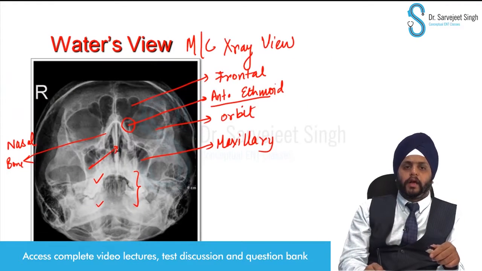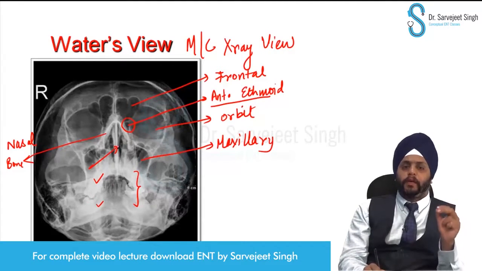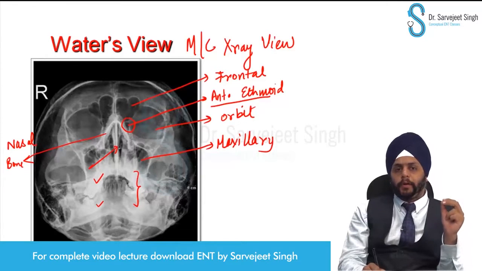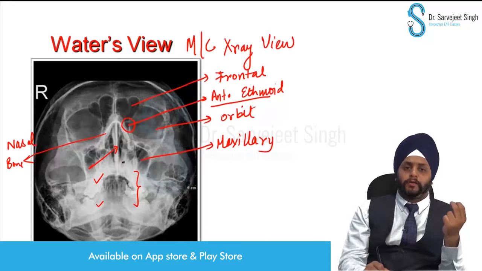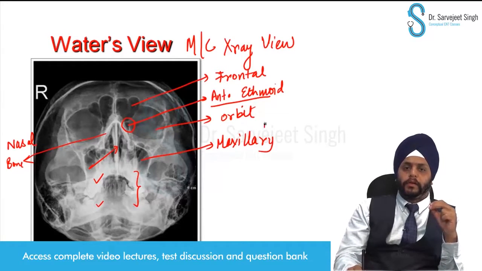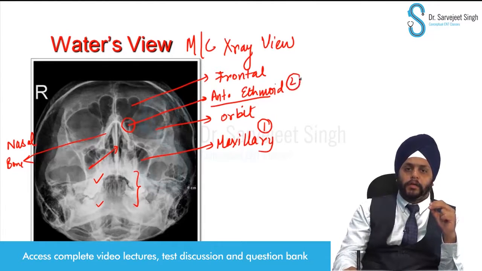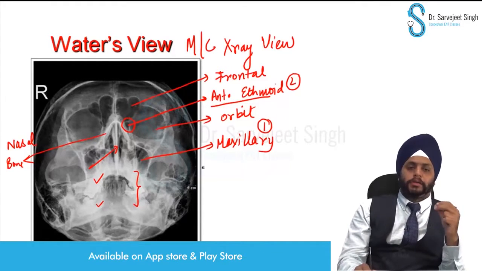Which sinuses are best seen in Waters view? Or I can put up a question. This Waters view is the best view for which sinuses? Answer is number 1, maxillary. Number 2, anterior ethmoids. Okay, next question.